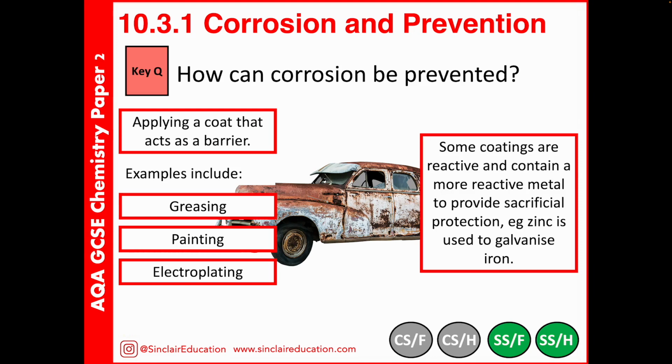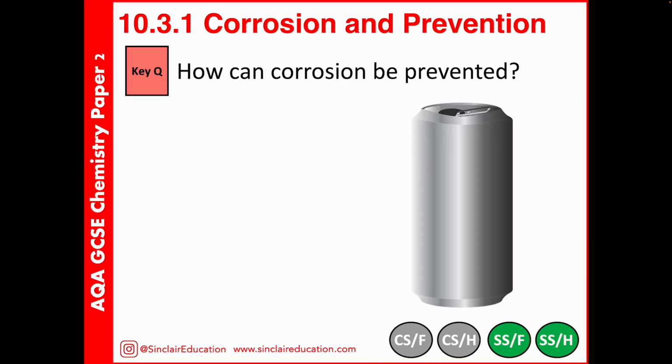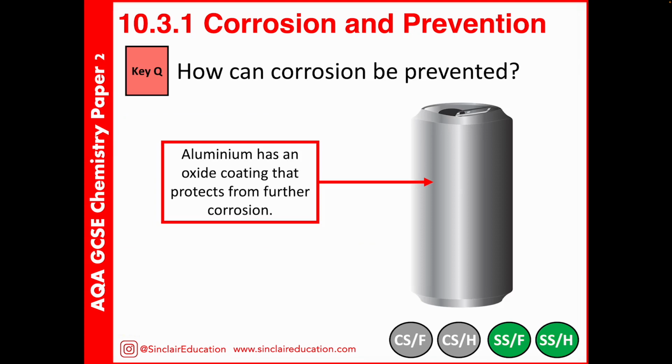Some coatings are actually reactive, and the idea here is sacrificial protection. For example, if we add zinc and attach it to iron, the zinc will react first before the iron does. If we look at aluminium, it has an oxide coating that protects it from further corrosion. So the aluminium that we see isn't actually aluminium, we're looking at aluminium oxide, which has formed a perfectly impermeable layer where no oxygen or water can get through that single coating of aluminium oxide to the aluminium underneath.